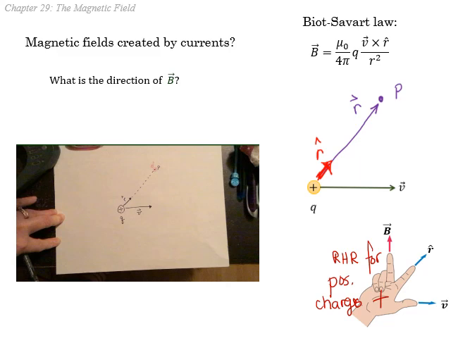So now we've got two ways to find the magnetic field. We can straight up do the cross product equation, or we can use the equation to find the magnitude and the right-hand rule to find the direction. Neither way is more correct than the other. You just use whichever one you prefer.